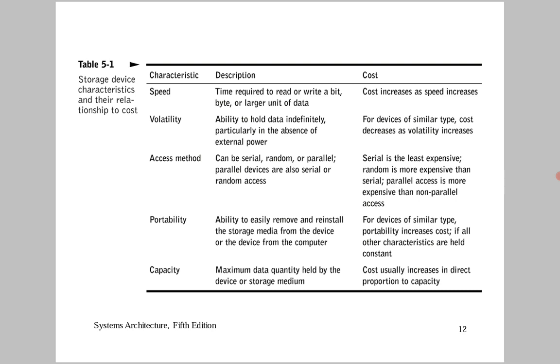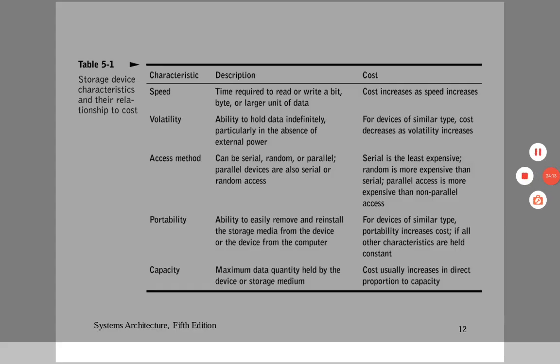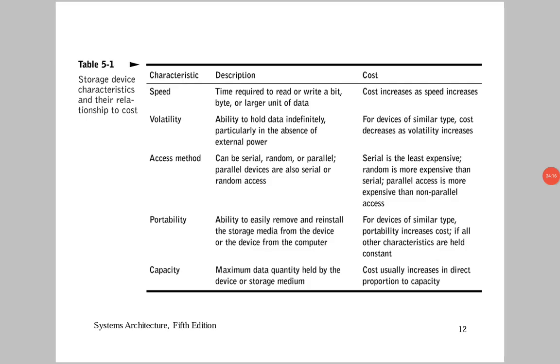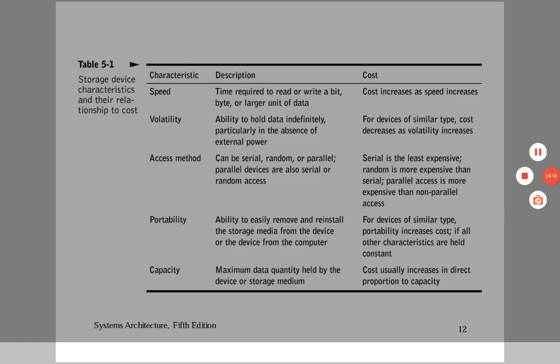If it is tiny and portable, the cost is generally low. Access method means based on different technologies, such as sequential memory access, direct memory access, and random memory access. Based on the technology used, the cost also changes.